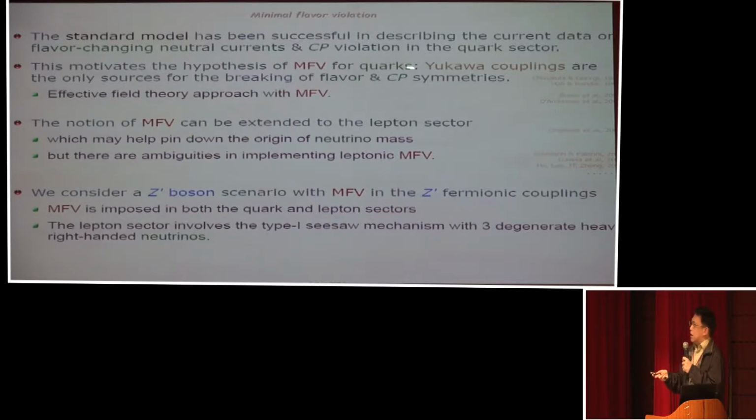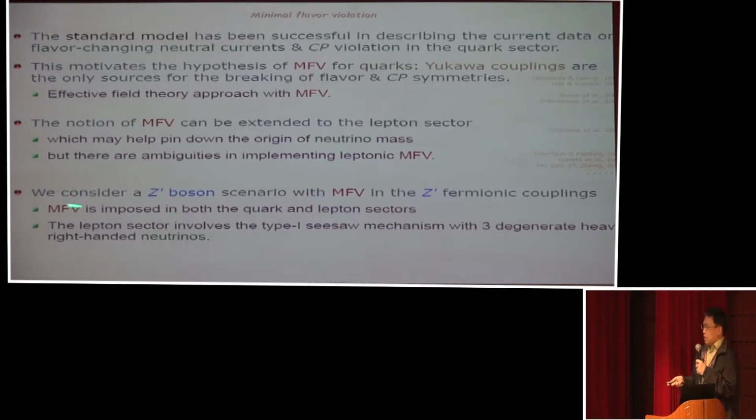Now, this was proposed in the quark sector, but you can extend this idea of MFV to the lepton sector. In the lepton sector, we do not know much about the origin of the neutrino mass, and we also do not know the nature of the neutrino mass, whether it's Dirac or Majorana. And so there are some ambiguities in the lepton sector if you want to implement MFV. That means if you want to extend the MFV idea to the lepton sector, you need to make some specific assumption about how you generate neutrino mass.